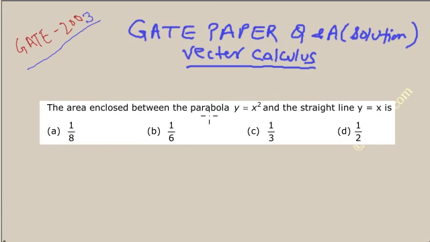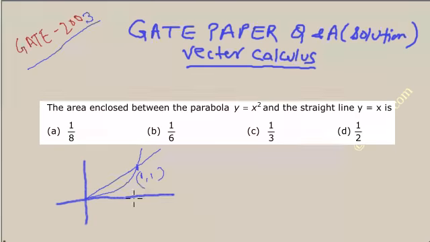This is another question. You are required to find the area. Area is basically an integration. So first, if you plot the graph, you will find one is this, another is this. The area enclosed by both should be equal, and it is equal at 1, 1 and 0, 0. So this is the area required.